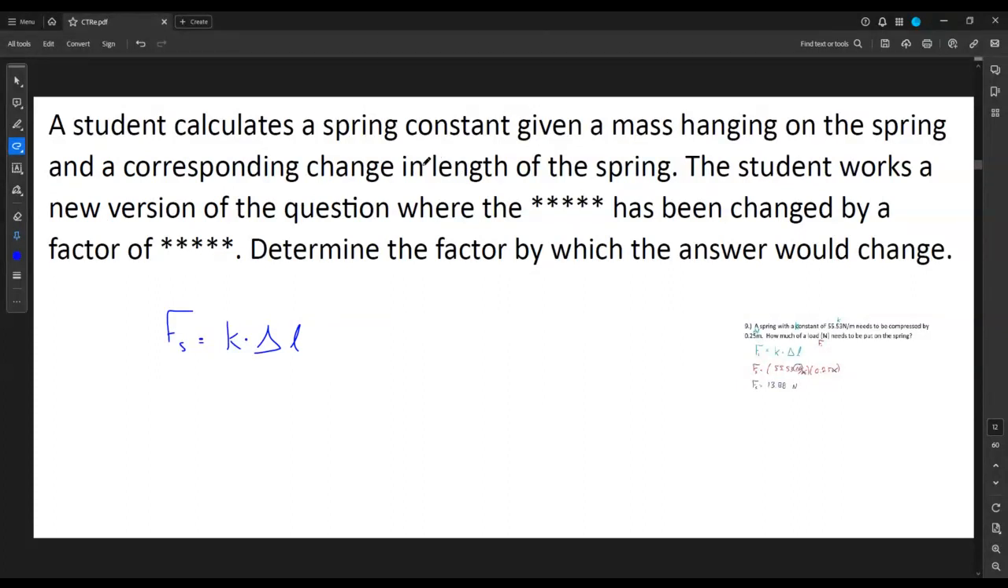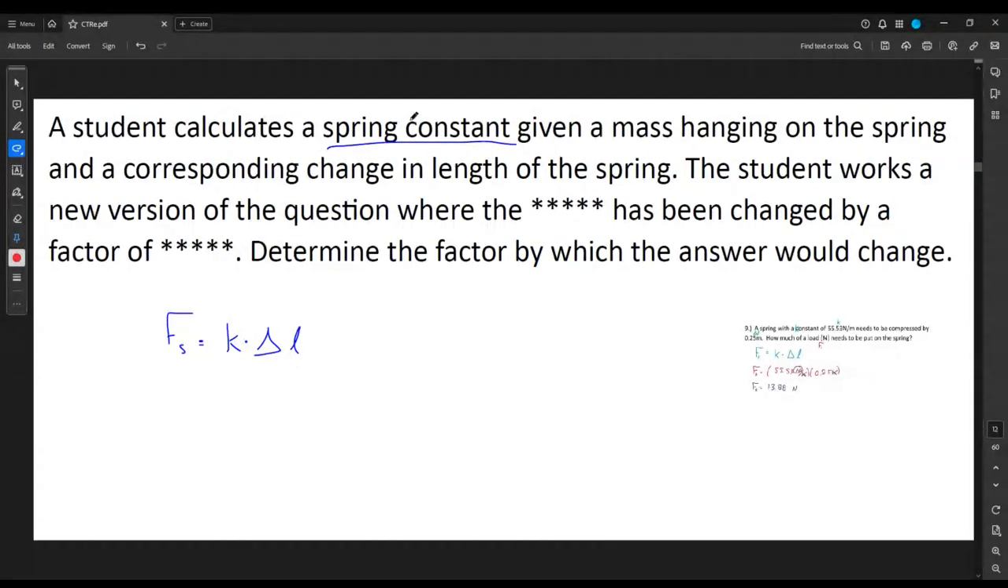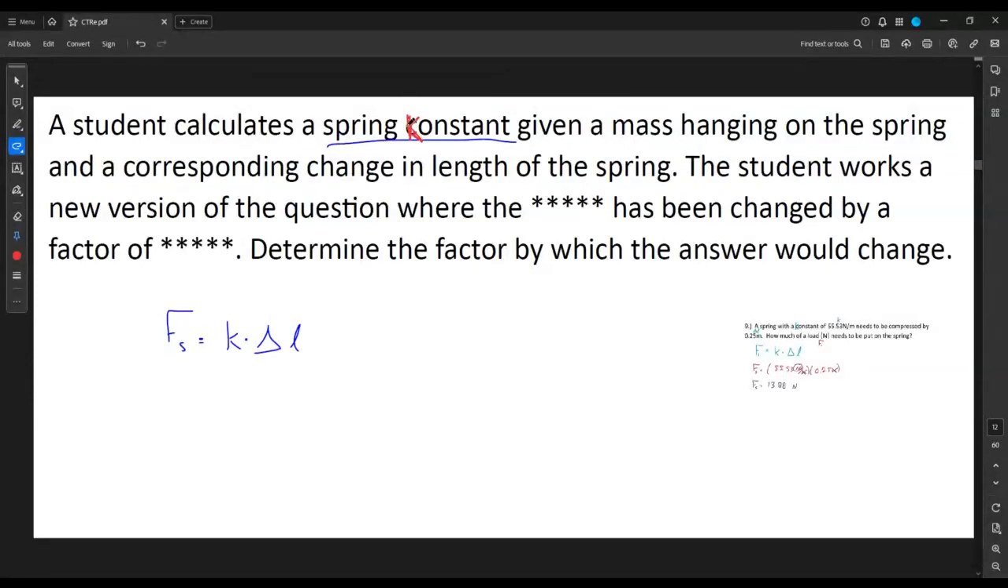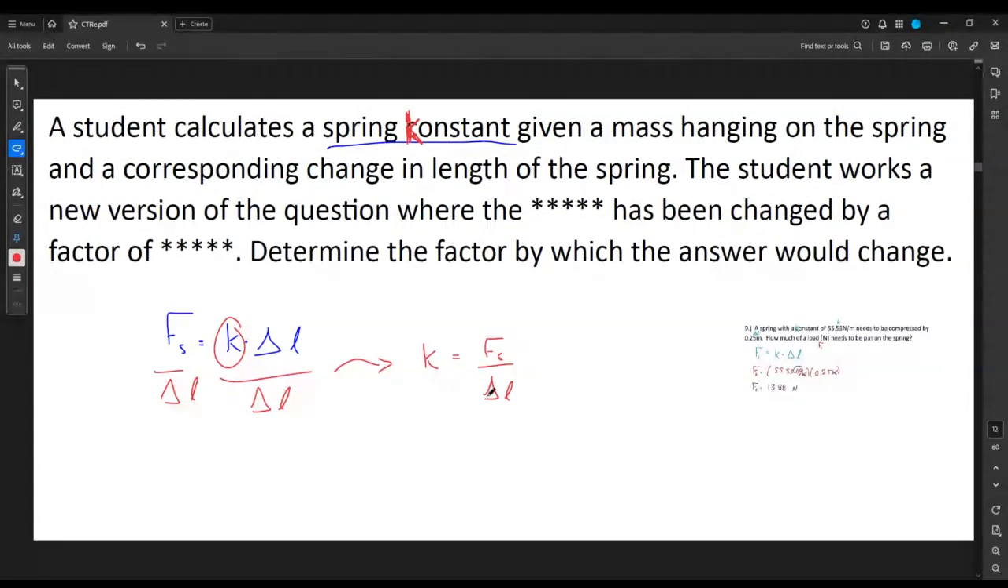Now it does say in this question that we're looking for the spring constant. So we are going to want to solve for that first. And so if you look, spring constant, it's related to German, so think constant with a K. Then we want to solve for this thing right here. And so we would divide by the change in length. Okay, then that's going to give us that K is equal to the force on the spring divided by the change in length.